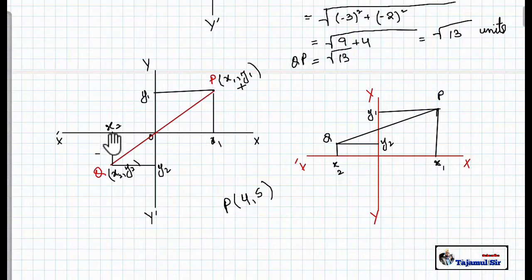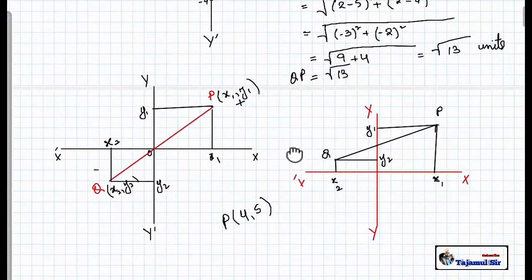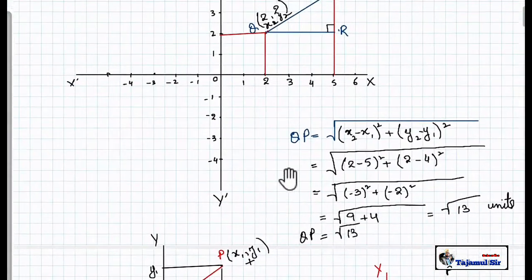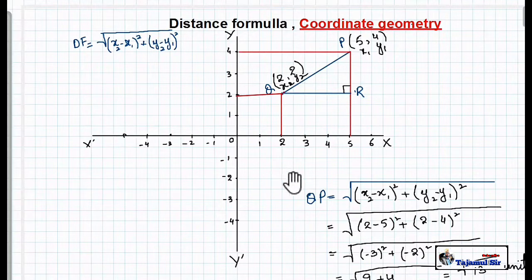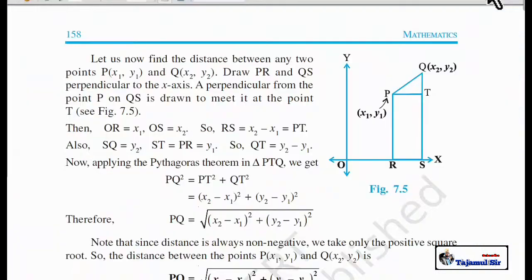So there is no need for confusion about whether I am getting a negative value or a positive value. Similarly, in this question, the coordinates of P will both be positive, and the coordinates of Q will be negative and positive: the x coordinate negative and the y coordinate positive. So this was the brief about the distance formula. Now we will check the book for the brief about the distance formula.